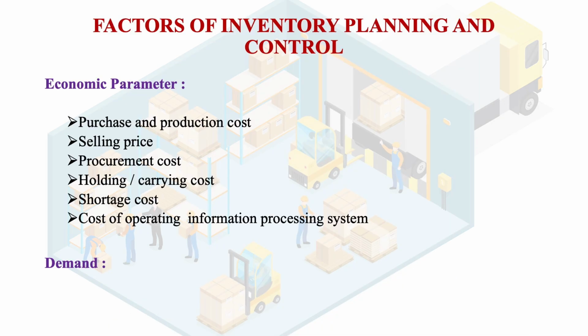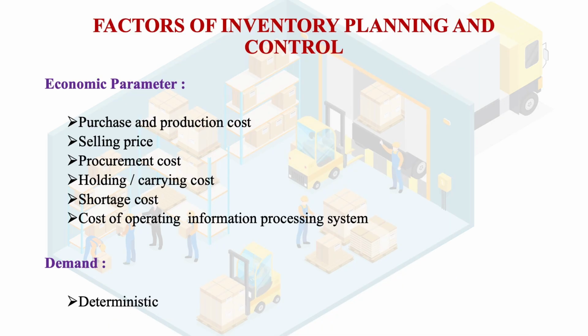Cost of operation and information processing service. Nowadays every operation requires an MIS. To maintain computers and information, we need capital. So the cost of operating the information processing system includes the cost of computers, operators, and maintaining all the software packages. With this we can know at each point of time how much material is available in stock and how much time is needed for the reorder point.